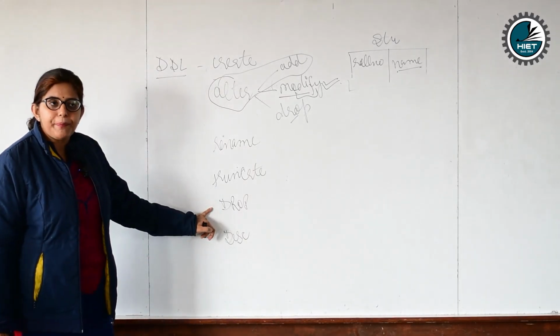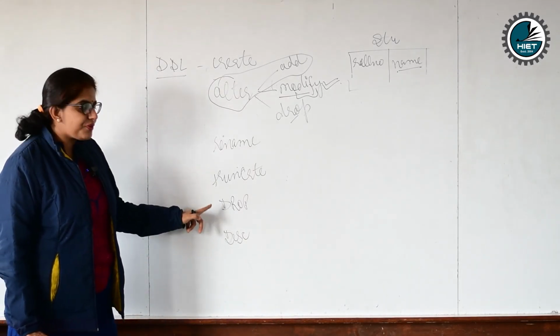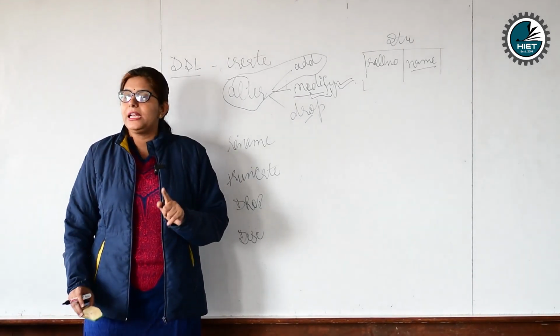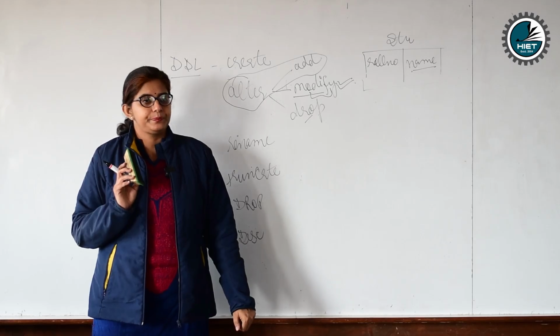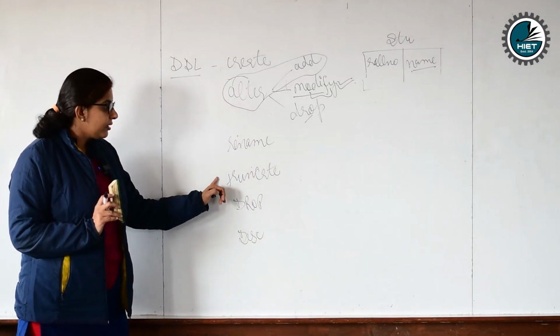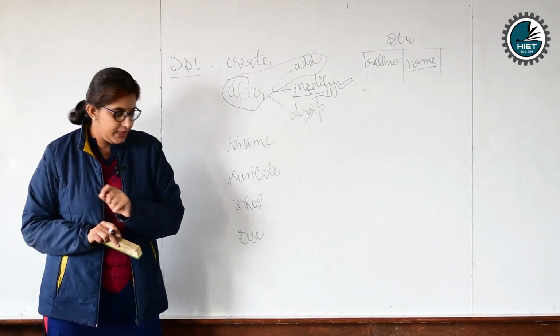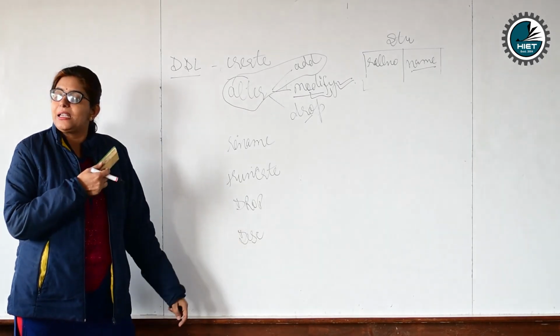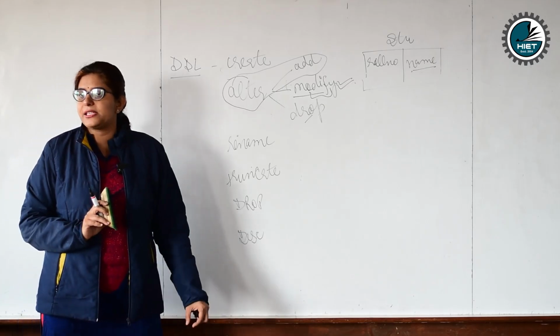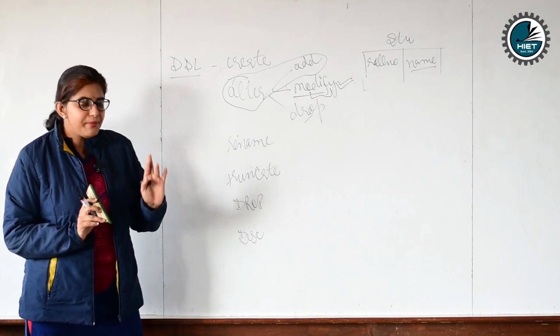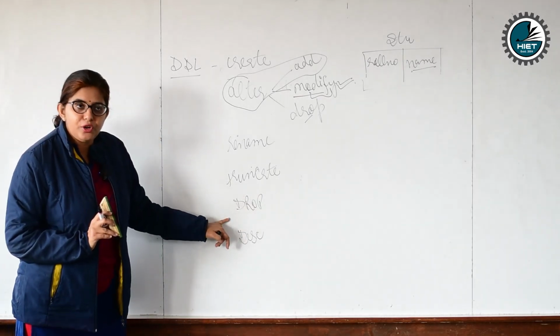The next one is drop command. Now this is tricky. There is a difference between truncate command and drop command. Drop command will delete whole table. Clear? Like in truncate command, we only delete the data from the table. In drop command, we delete the table from the database. If the table is dropped, automatically data is also deleted. So that's the main difference between truncate command and drop command.